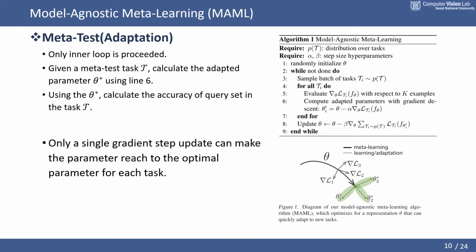At testing phase, only the inner loop is used for adaptation. Using the support sets in the test task, the parameter is adapted to fit the task, the same as the inner loop process in training. Since the base parameter is well initialized, only a single gradient step update can make the parameter reach the optimum for each task.